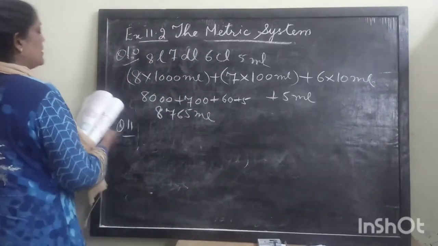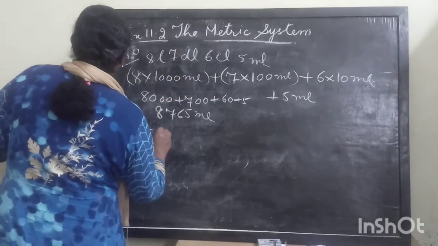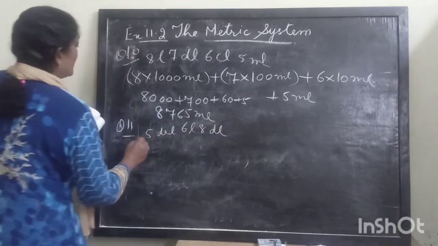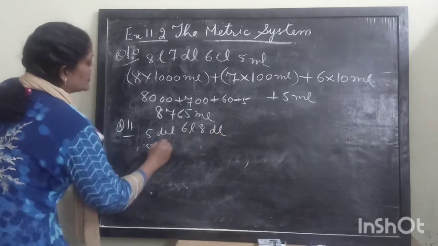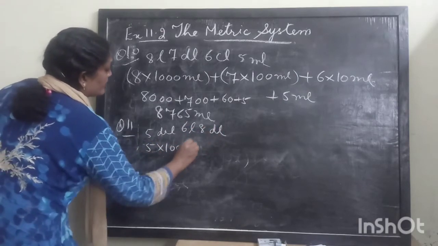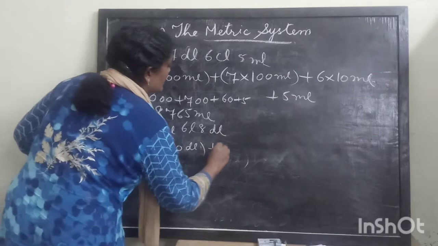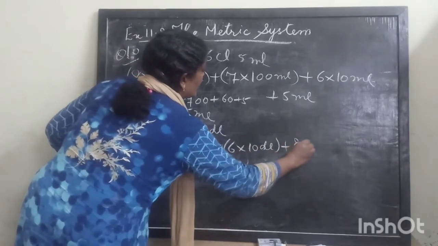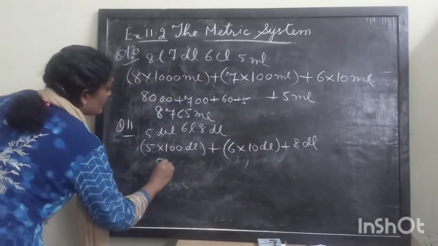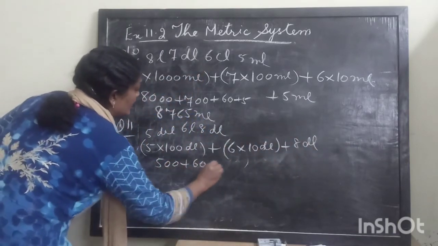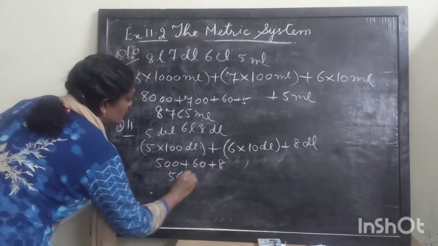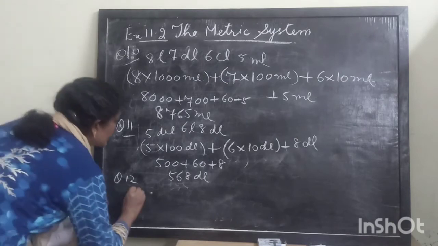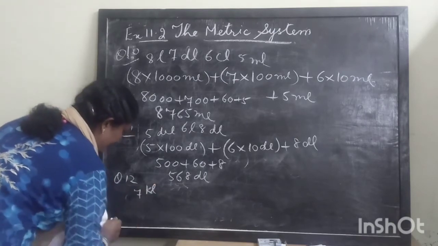Question number 11. Convert into deciliter. 5 decaliter, 6 liters, 8 deciliters. So 1 decaliter is 100 deciliters. 1 liter is 10 deciliters, plus 8 deciliters. 500 plus 60 plus 8. 568 deciliters.